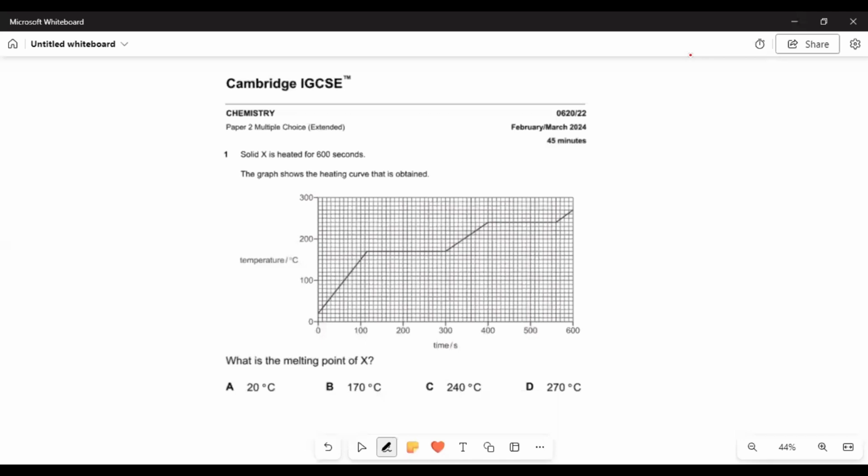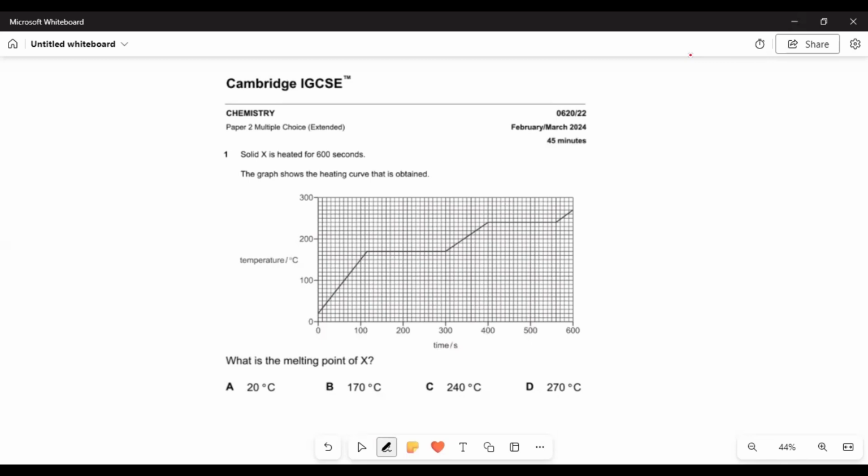This is chemistry paper for IGCSE students, course number 620, paper 22, March 2024. The first MCQ says that solid X is heated for 600 seconds.